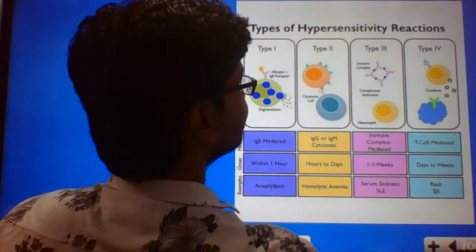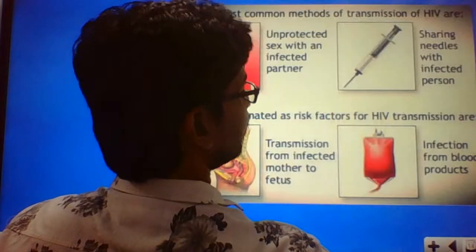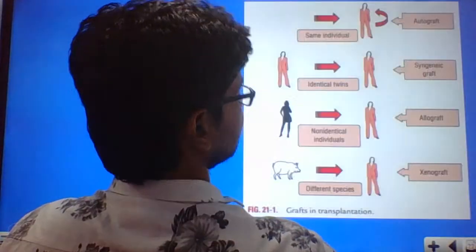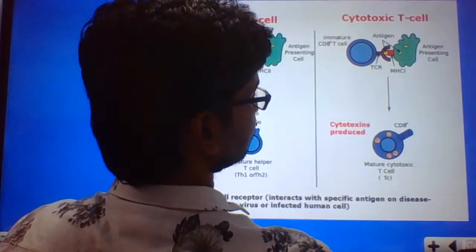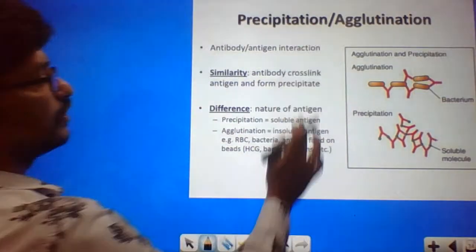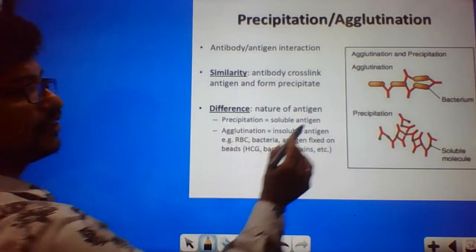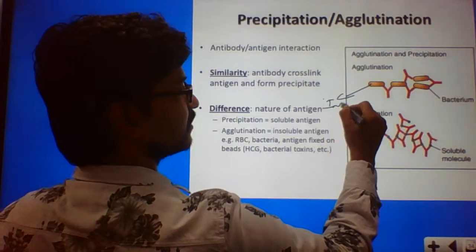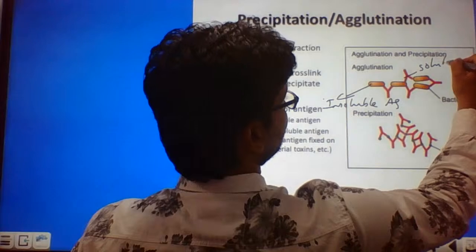As far as functions are concerned, we have agglutination and precipitation. What do you mean by agglutination? The reaction that takes place between the antigen and antibody, we call it agglutination. What is the difference between agglutination and precipitation? In agglutination, the reaction takes place between an insoluble antigen and a soluble antibody. Remember this.